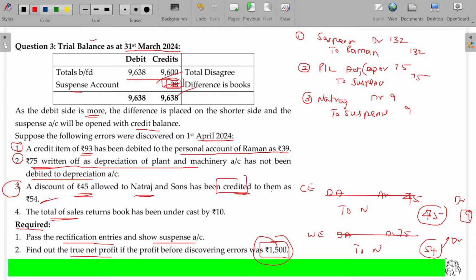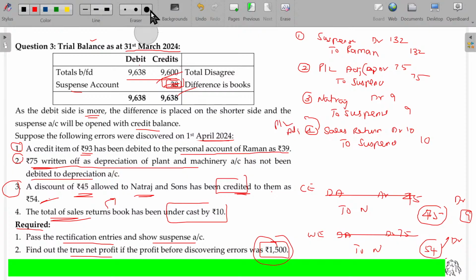Fourth entry: the total of the sales return book has been undercast. Sales return is a debit value. If the debit value is undercast, you give one more debit to that. So the fourth one is sales return account debit 10 to suspense. The other side is missing, so named as suspense account. But anyhow, it is a nominal account. You can replace this with P&L adjustment account later on. Is that clear?